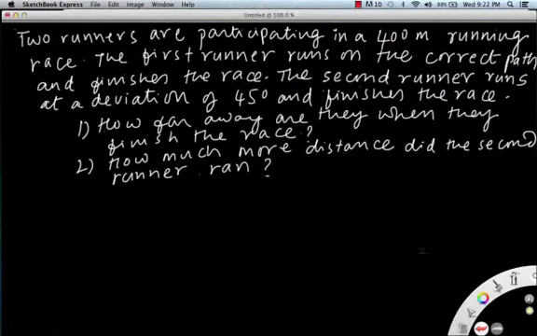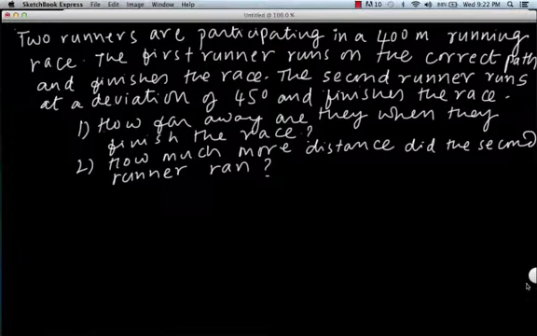Let us work on another interesting problem. So the problem states as follows. There are two runners who are participating in a 400-meter running race. The first runner runs on the correct path and finishes the race. The second runner, however, starts at a deviation of 45 degrees and finishes the race. So when they both finish the race, how far are they from each other is the first question. And how much more distance did the second runner run is the second question.